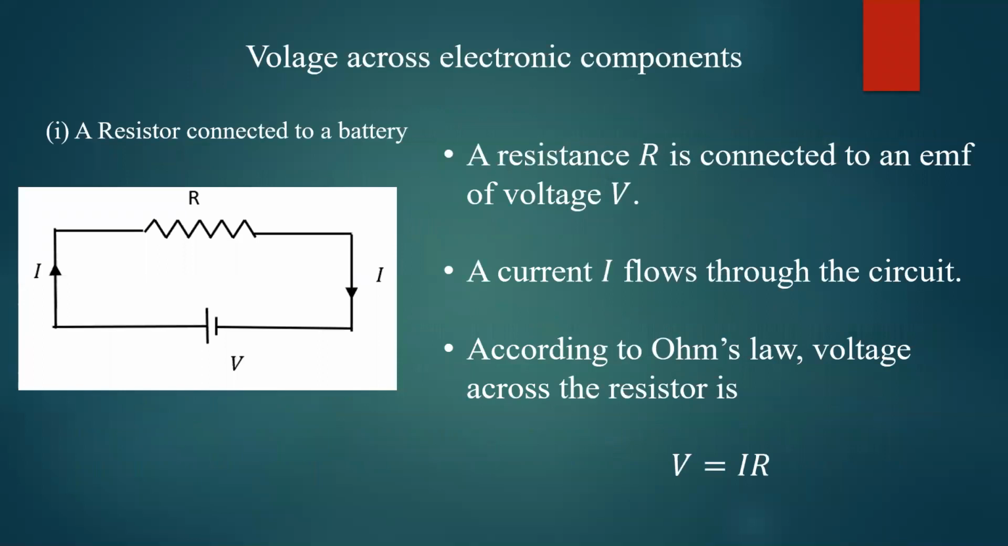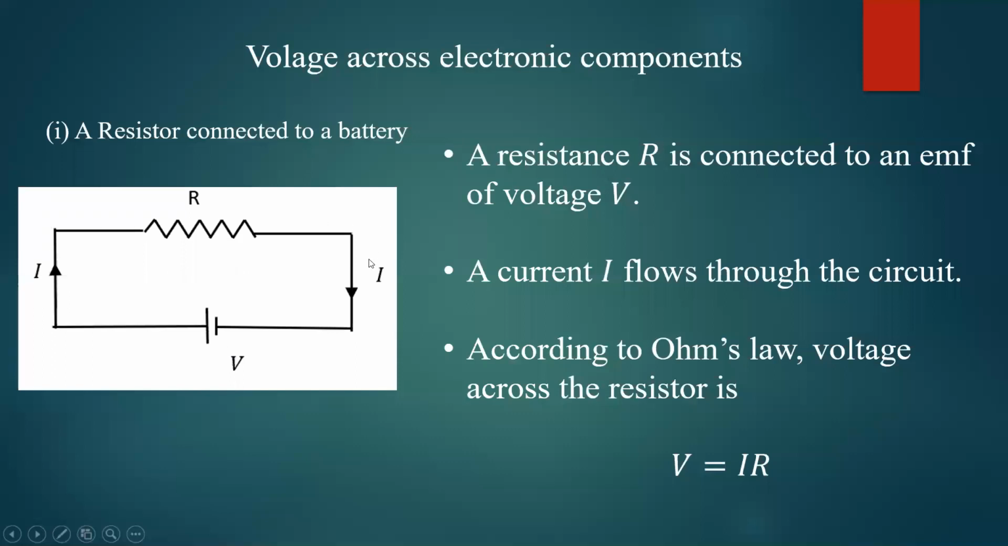One, how to calculate the voltage across the electronic components. Let us consider the first circuit, a resistor which is connected to a battery. How to calculate the voltage across the resistor? So the resistor has this particular symbol. This is the symbol of the resistor, a zigzag pattern which opposes the current. Let us take voltage V. A battery of voltage V is connected to the resistor.